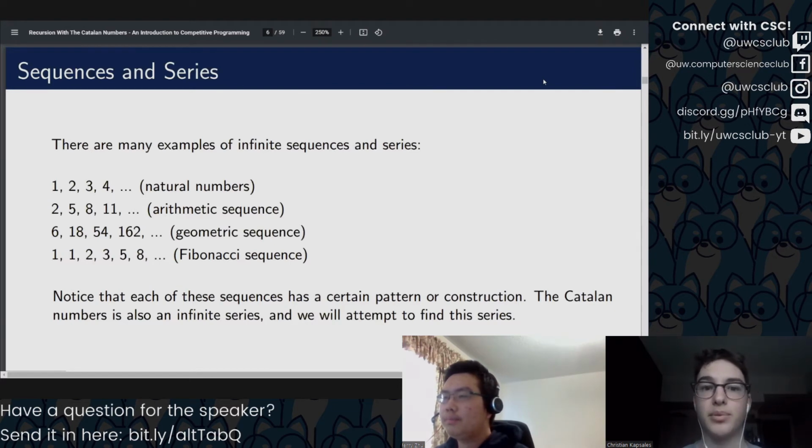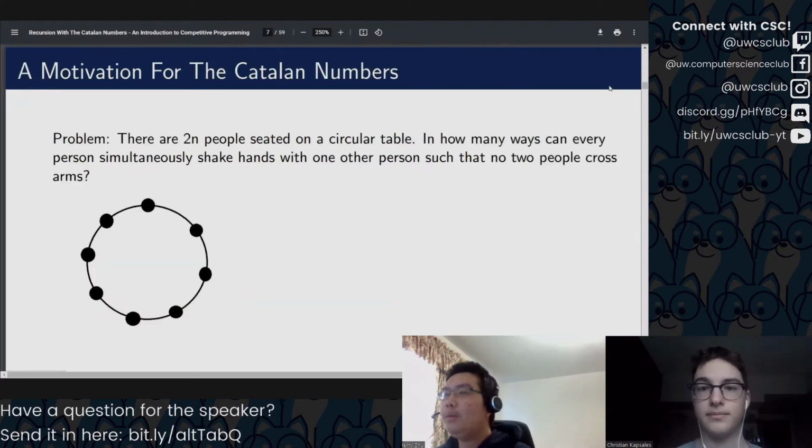There are many examples of infinite sequences and series. So we have the natural numbers, the arithmetic sequence, the geometric sequence, and the well-known Fibonacci sequence. Notice that each of these sequences has a pattern or construction. The Catalan numbers is also an infinite series, and we will attempt to find it. So how do we find the series?